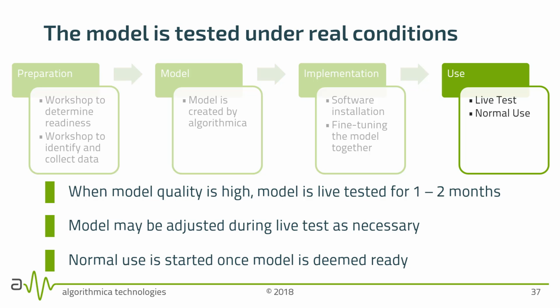we test the software under real conditions in real time for 1 or 2 months until we can be sure that the model really is operational and really does deliver a certain amount of added value. At the end of the test, we can then conclude that the test has been successful, and you can enter the actual live use phase where you use the software normally, and that is begun by signing a license agreement with Algorithmica.